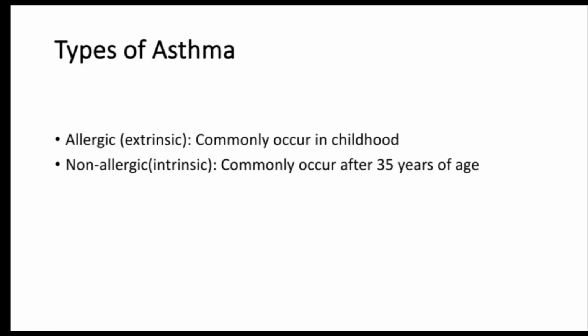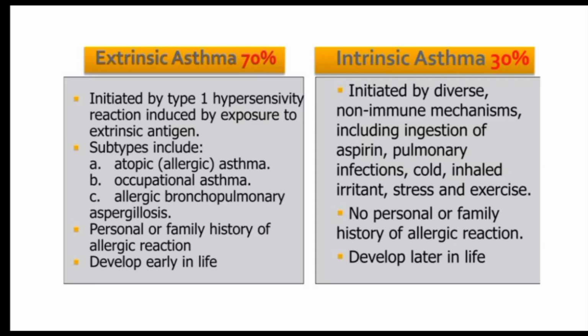Types of asthma. There are basically two types of asthma, that is allergic and non-allergic. Allergic can also be called extrinsic and non-allergic can be called intrinsic. Allergic asthma commonly occurs in childhood, while non-allergic occurs after 35 years of age. So let's see what is the difference between extrinsic asthma and intrinsic asthma. The ratio between extrinsic and intrinsic asthma is 70 and 30.